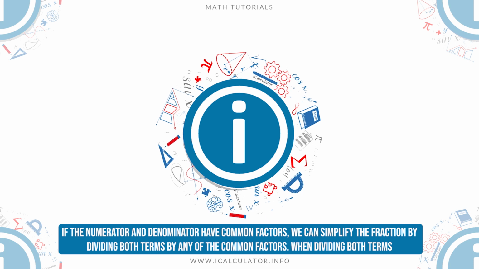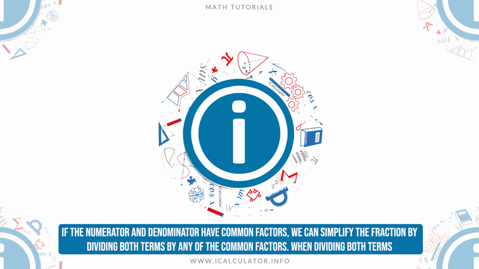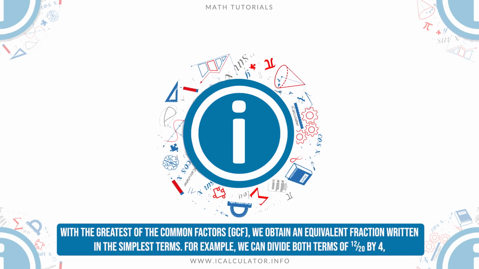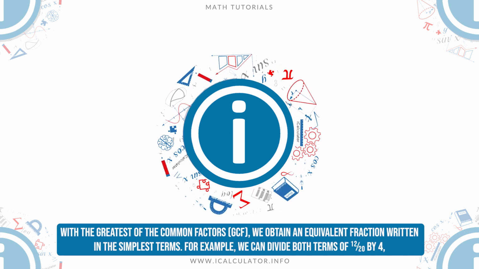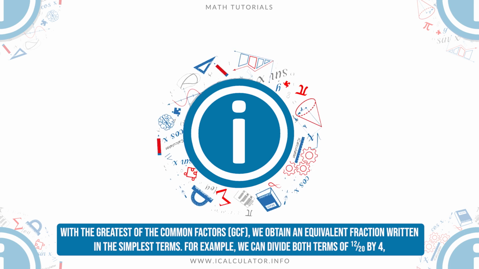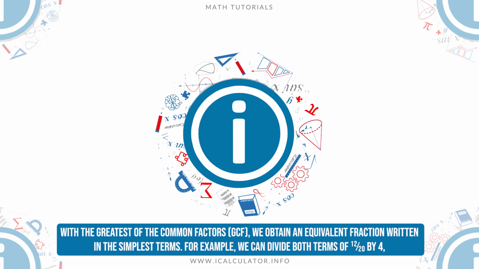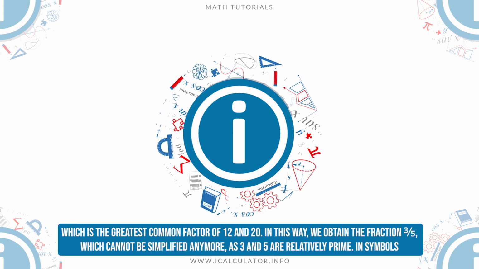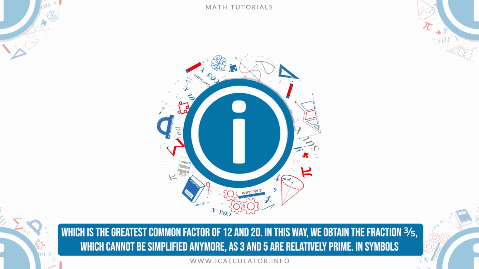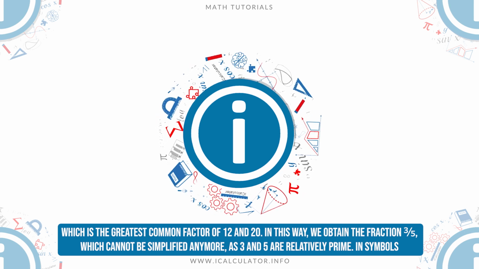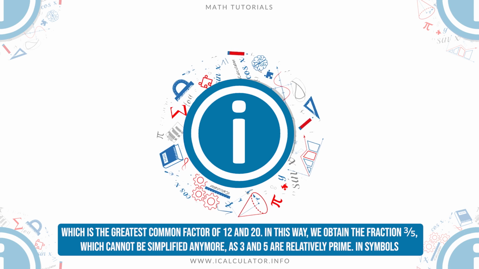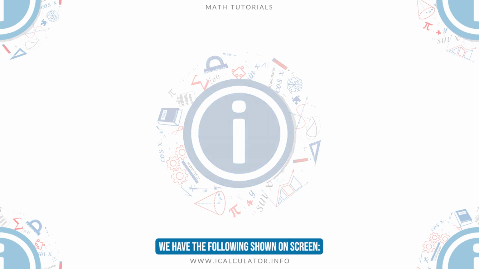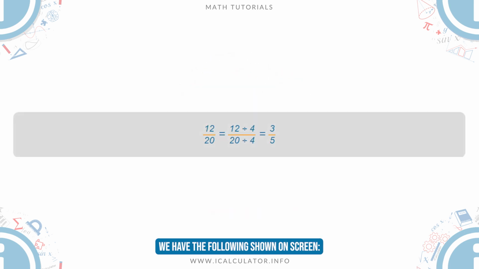If the numerator and denominator have common factors, we can simplify the fraction by dividing both terms by any of the common factors. When dividing both terms by the greatest of the common factors, the GCF, we obtain an equivalent fraction written in the simplest terms. For example, we can divide both terms of 12 over 20 by 4, which is the greatest common factor of 12 and 20. In this way, we obtain the fraction 3 over 5, which cannot be simplified anymore, as 3 and 5 are relatively prime. In symbols, we have the following shown on screen.